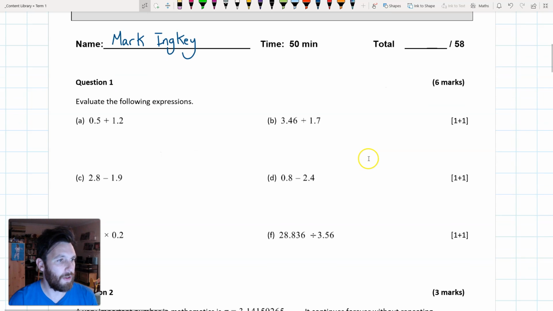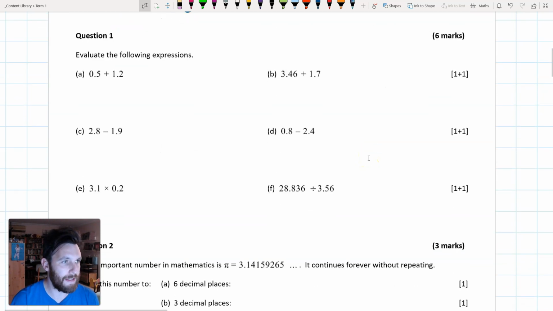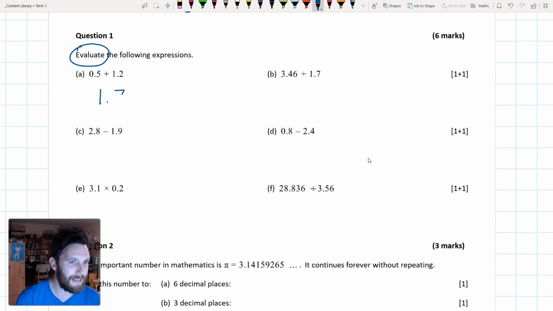Alright, question one is all about evaluating some expressions. So when we see this word evaluate, what it means is we have to find the value of whatever the expression is. So say for this first one here, 0.5 plus 1.2, we just have to figure out what 0.5 plus 1.2 is, which for this one would be 1.7.